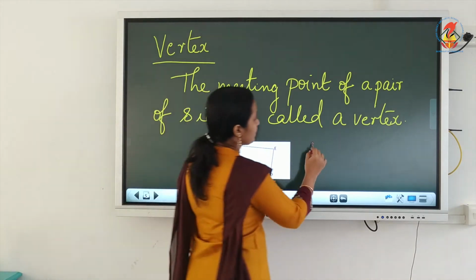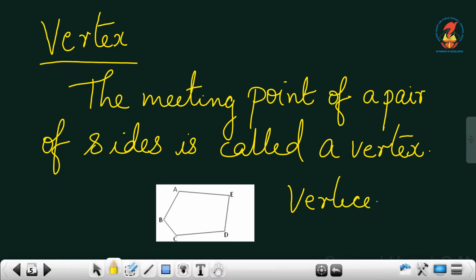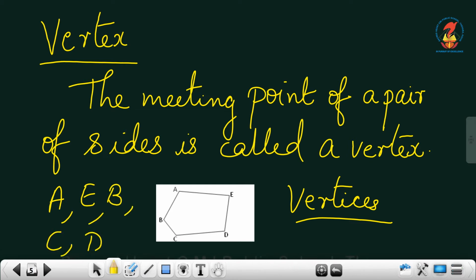In plural, we will say the word vertices. So, how many vertices are there in this given figure? A is a vertex, E is a vertex, B is a vertex, C is a vertex and D is a vertex. So, total how many vertices are there?